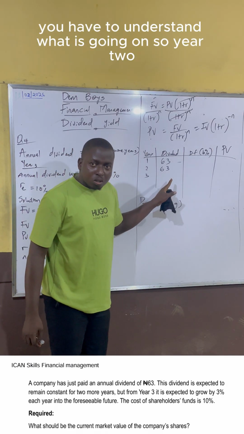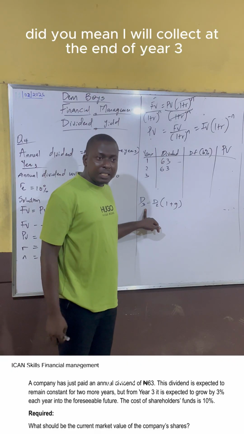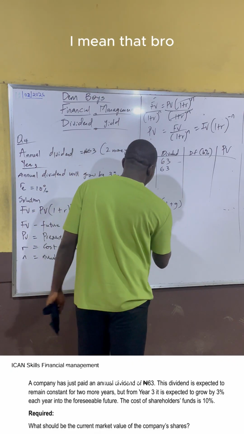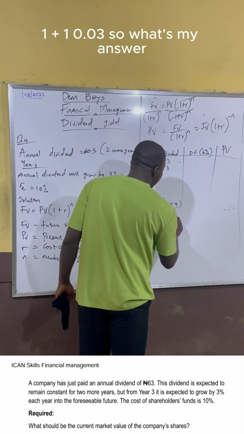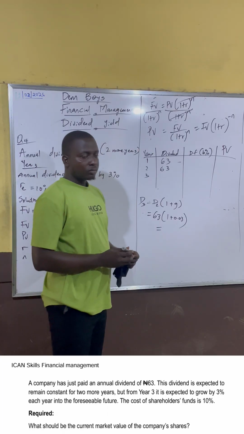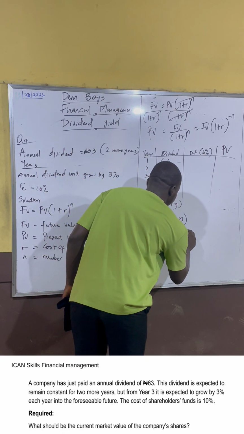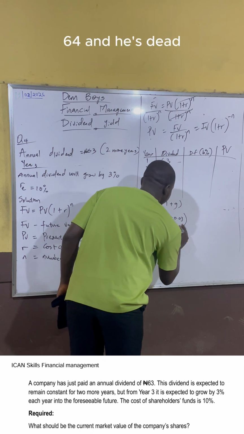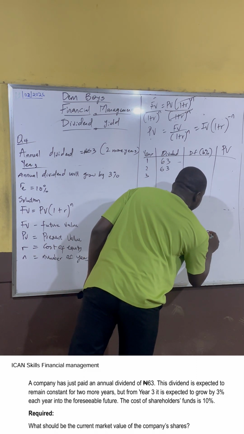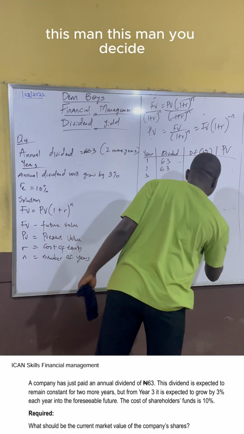So year 2. For year 3, the dividend I will collect at the end of year 3, I must know the dividend I collect at the end of what? Year 2. Meaning that what? 63 open by what? 1 plus what? 0.03. So what's my answer? 64.89.